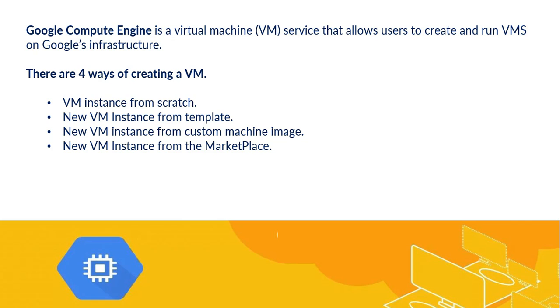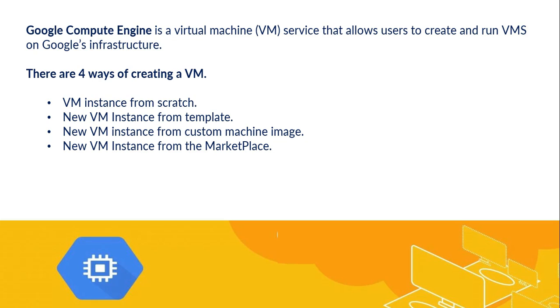There are four ways to create a VM. The first one is a VM instance from scratch. It is a very simple approach, where you can just use the default settings. Next is a new VM instance from a template. You can create a new instance from an existing template. Next is a new VM instance from a custom machine image. You can customize that machine image and store the configuration metadata on the data disk required to create the VM instance. Next is a new VM instance from the marketplace. You can deploy the instance from the marketplace, where you can choose an image with the application, and if you want, you can run the instance itself. In this video, we are going to create the new instance using the from-scratch method only.